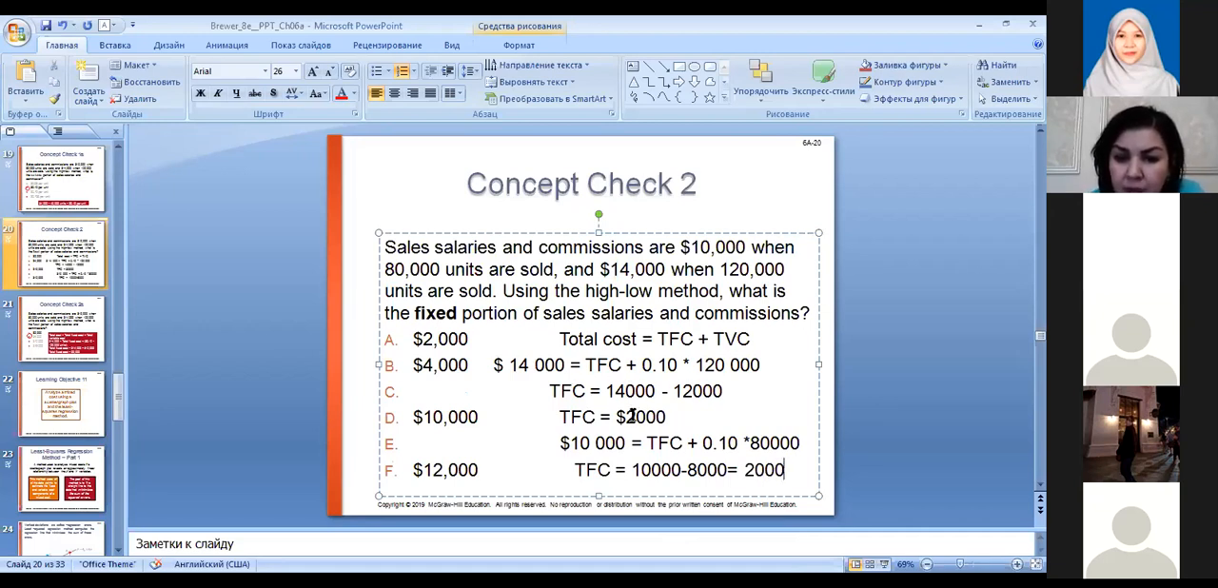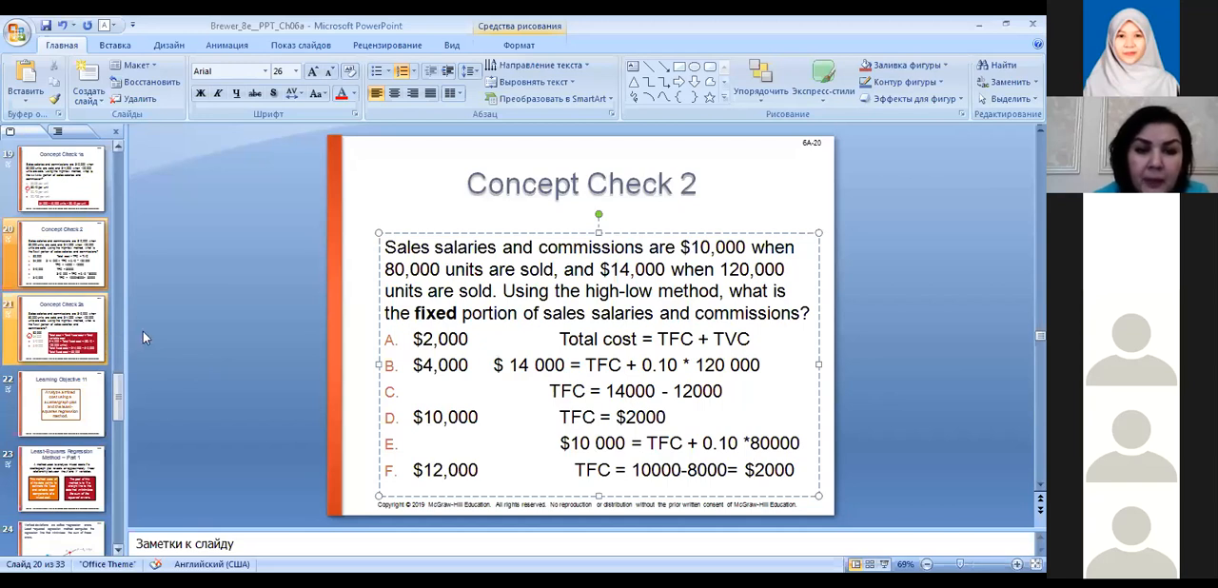For high level it is 2,000. For low level it is also 2,000. So how can you find out fixed cost? You may use high level or low level. The answer will be the same for total fixed cost. You will still get the same result. So got the point? How to calculate? Yes. So this is using the high-low method.